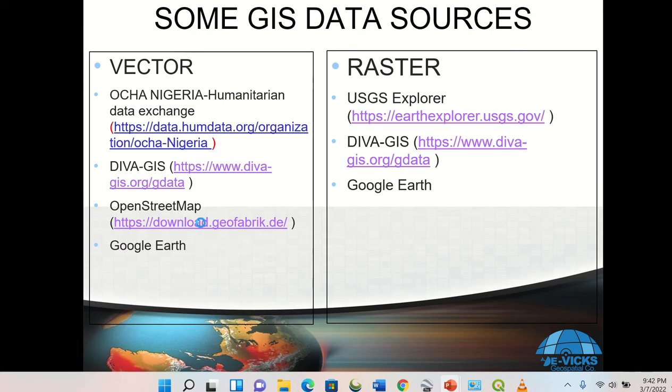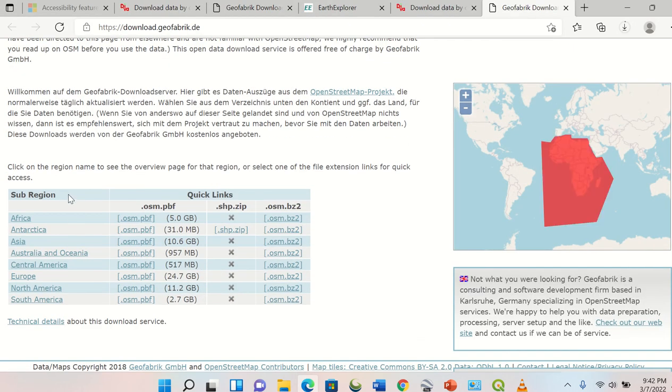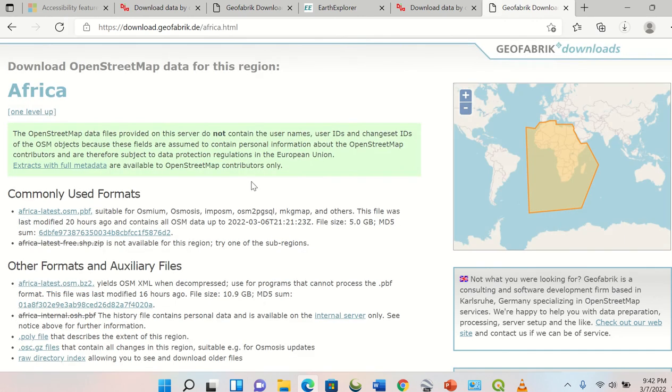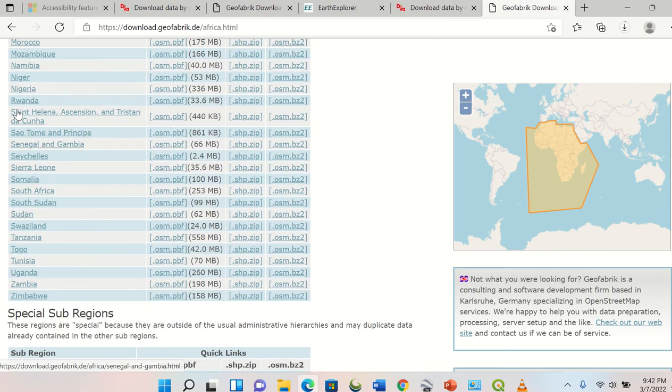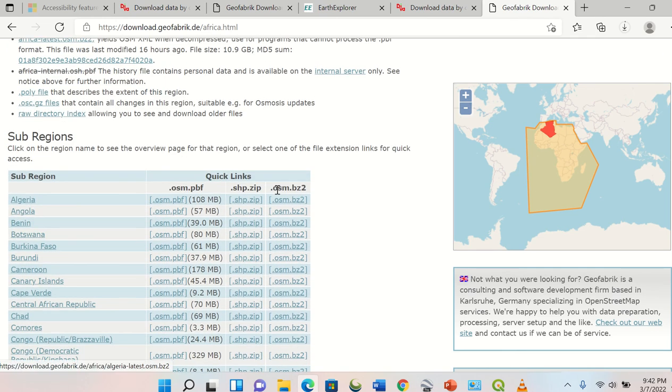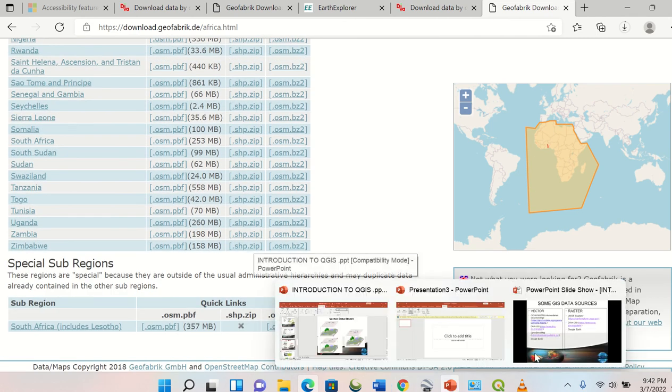Also, you can download your data from OpenStreetMap, where we have various sub-regions, from Africa down to South America. You can click on a particular region, and there are other sub-regions you can download. Once you go there, you can download using different formats. In our subsequent classes, we will come here, download data and bring it into our GIS environment. So this is the OpenStreetMap downloading site.